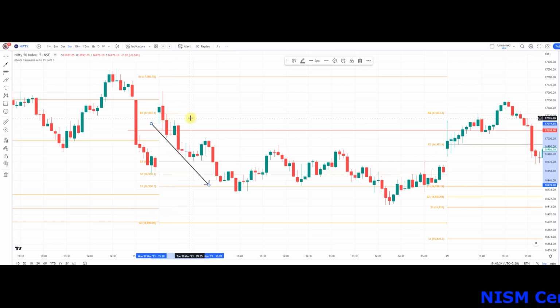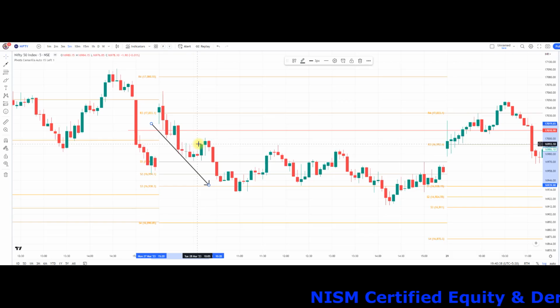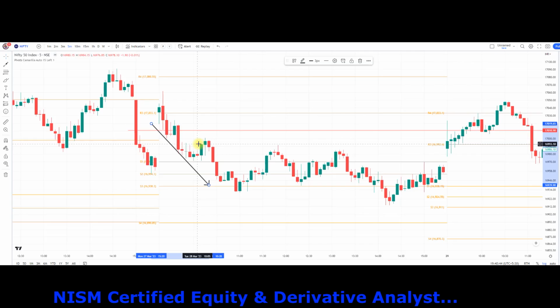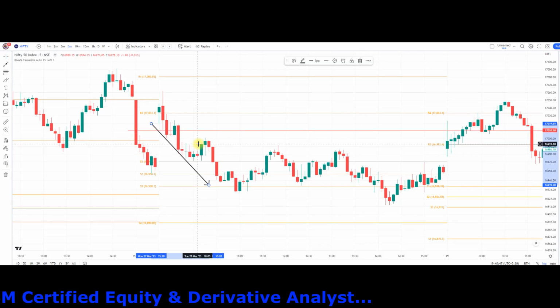So here I am not showing the EMA, only how to trade using the R3 and S3, that is, how to trade using the Camarilla Pivot Point. For better understanding, I am explaining all these levels, the hidden levels of the Camarilla, that is S1, S2, R2 and R1.